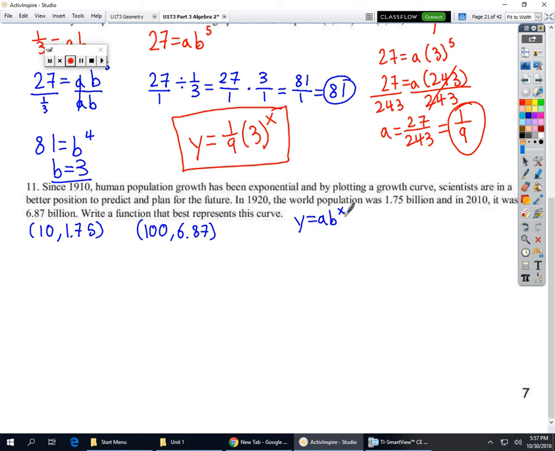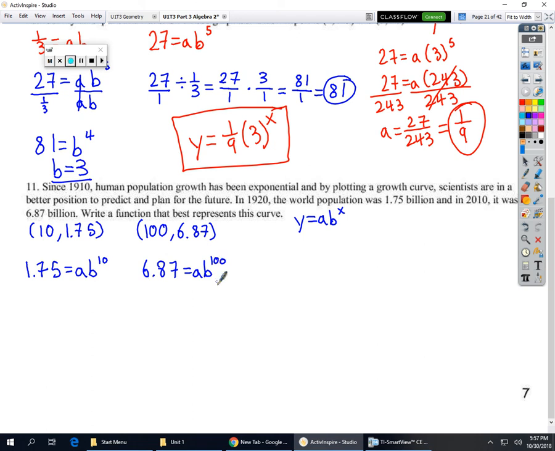Again, these are decimals. These are really not going to come out nicely. A lot of you will have probably significantly different answers from me. All right, I've lost my train of thought. Okay, 1.75, because that's the y value, equals a b to the 10th. What about this one? 6.87 equals ab to the 100th. This is going to be disgusting.